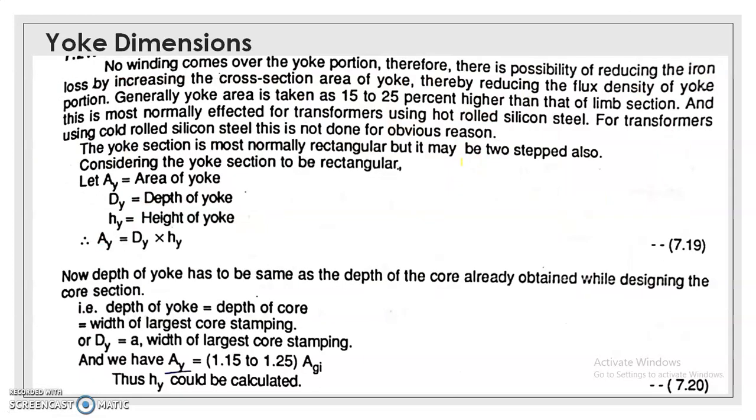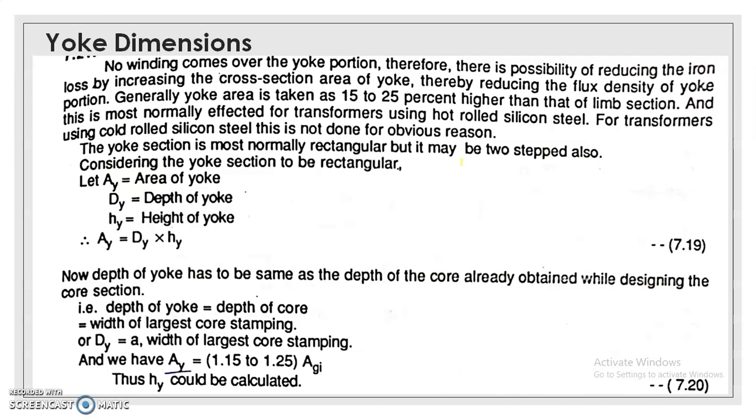Let's see one by one. Yoke dimension. Actually the yoke does not carry winding, so there is scope to reduce the iron losses by increasing the core cross section of the yoke, thereby reducing the flux density of the yoke portion. Generally, the yoke is taken as 15 to 25% higher than the width of the limb section, and this is most normally adopted for transformers using hot rolled silicon steel.